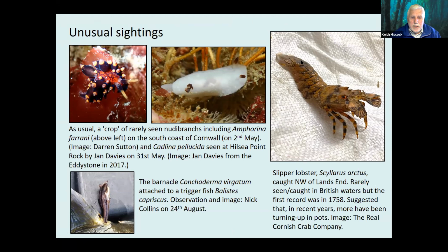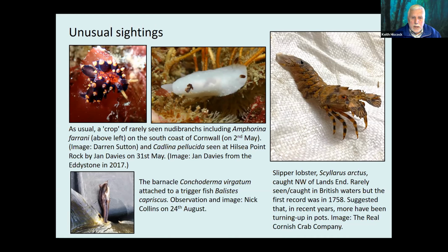It's a lovely group to deal with because they're very colourful. They can be reasonably easily identified. The names keep changing with changes in taxonomy. So here's just a couple. There'll be a few more in the report, but that lovely one top left there, Ampharina farinae, south coast of Cornwall, and Catalina pelusta. I've seen a record of that species for 2022 as well, seen at Hilsea Point Rock.